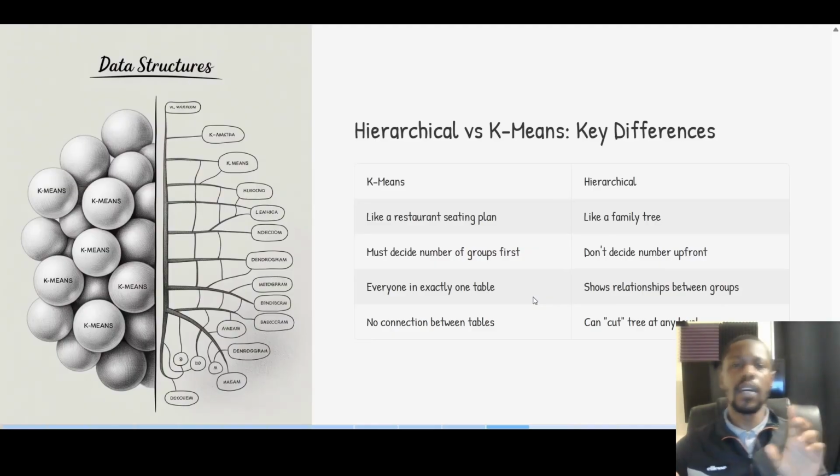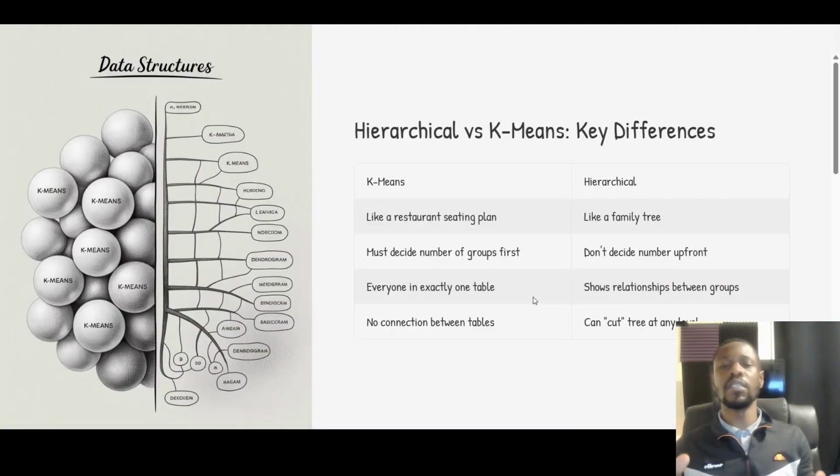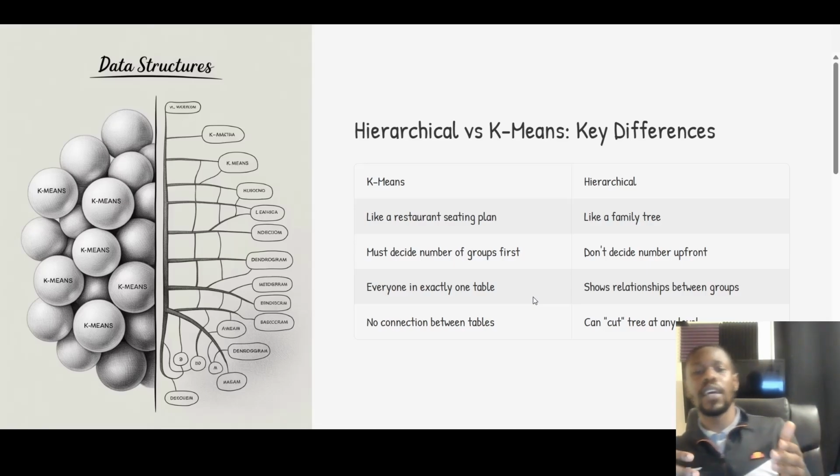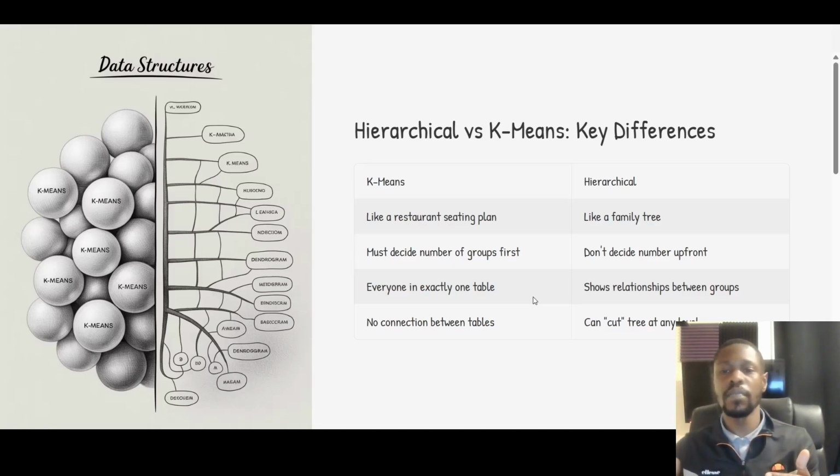So if we compare the two clustering methods, hierarchical versus k-means, these are the key differences. K-means is like having a restaurant seating plan. Hierarchical can be more likened to a family tree. Within k-means, we must decide the number of groups first. With hierarchical, we don't need to decide a number up front.